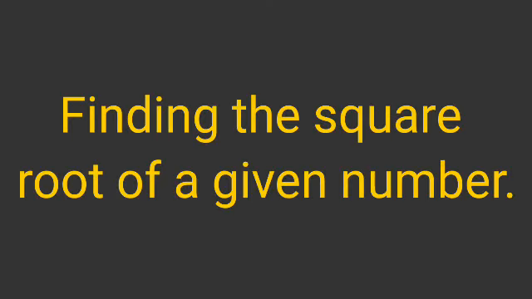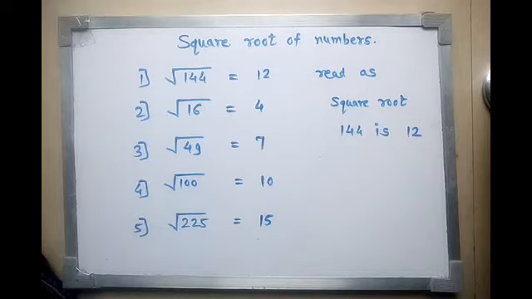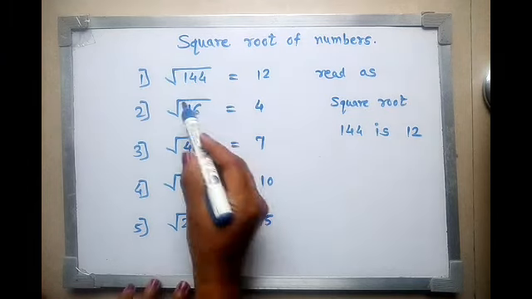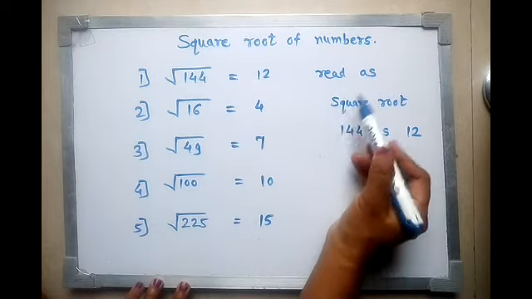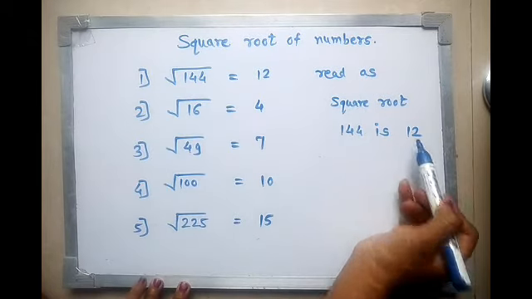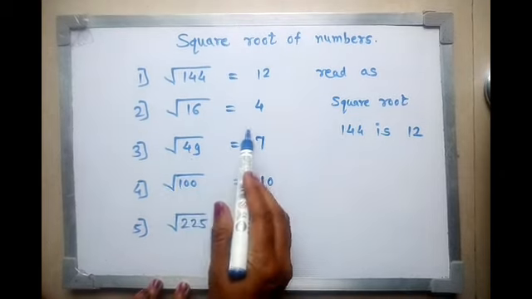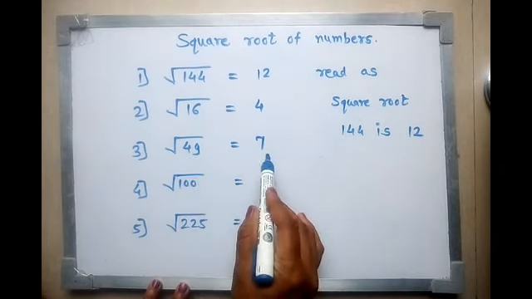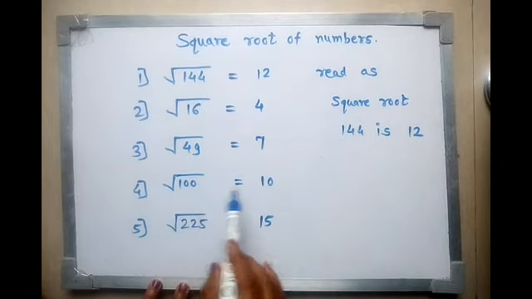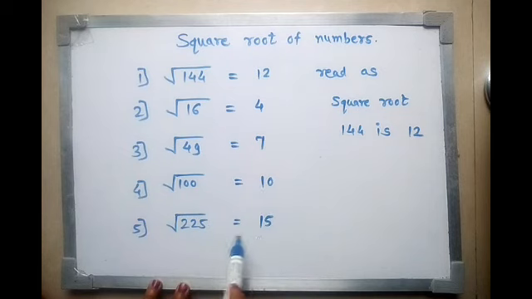Finding the square root of given numbers. I give 5 examples of square root. First example is find the square root of 144. Square root of 144 is 12. Square root of 16 is 4. Square root of 100 is 10. Square root of 225 is 15.